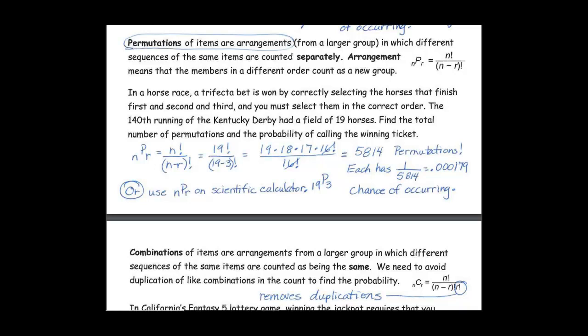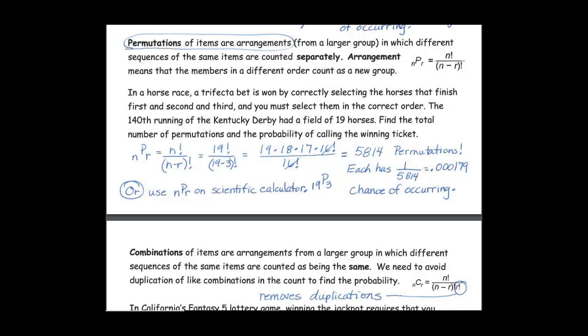So each of these possible permutations has a 1 over 5,814 possibility of being selected. So when we calculate that out, we come up with a really, really tiny decimal. So there's not much chance that that's going to occur. So that's why you win a lot if you win that.